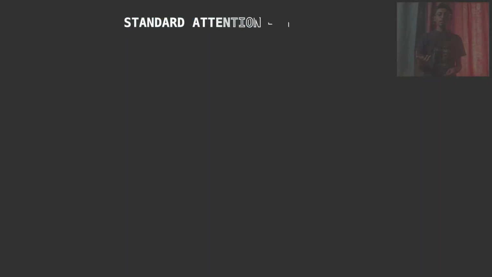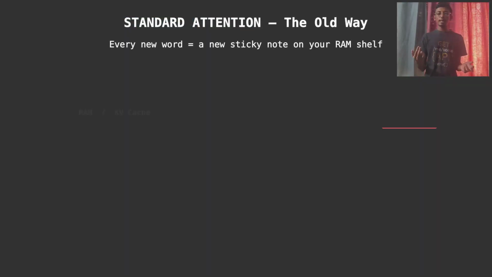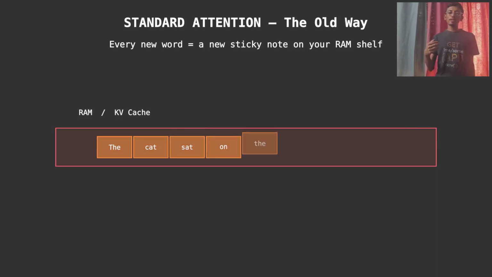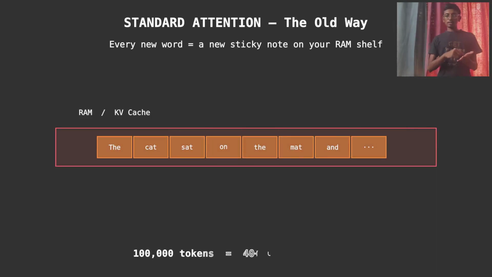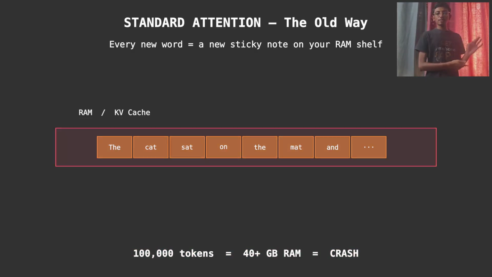As we saw in earlier videos, standard attention in plain English works like this: every time you read a new word, the AI writes it on a separate sticky note and places it on the VRAM shelf. Read 10,000 words, get 10,000 sticky notes. That's 40 plus gigabytes of RAM just to hold all of them together. Feed a standard model a 100-page PDF and your system crashes. That's the memory wall I'm talking about.